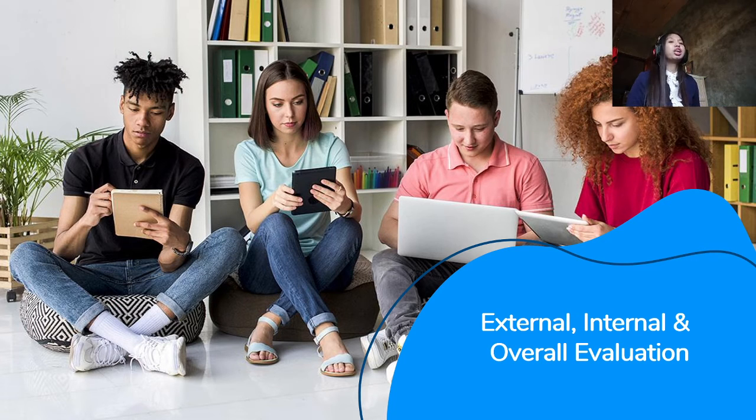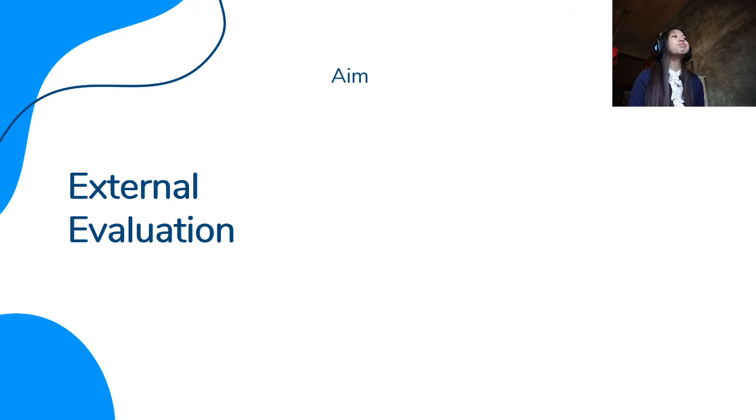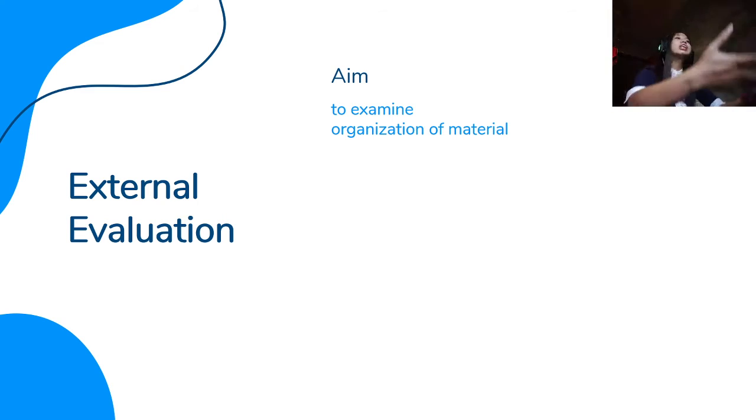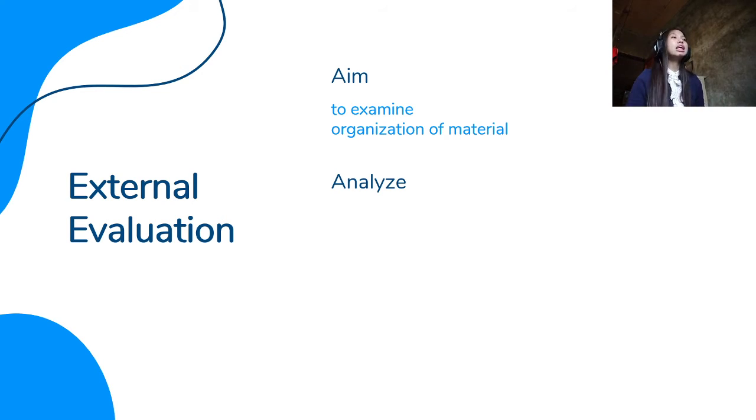Now let's go to the three types of evaluation. This could be external, internal, and overall evaluation of an instructional material. Let's go first to external. How do you evaluate externally an instructional material? Now, for external evaluation, the aim of this type of evaluation is to examine mostly the organization of the material. Kasi yun yung unang nakikita eh. When you say external, what you see first is what you have to examine. Next is to analyze what the book tells about itself. It's like the first impression of the evaluator about that instructional material.